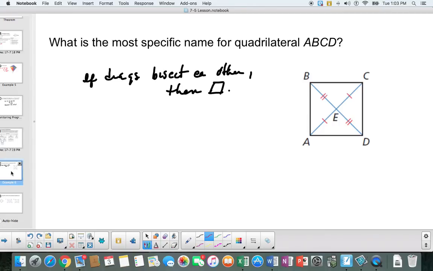I can't say it's a square because I know it's not a rectangle. If it were a rectangle, the diagonals would be congruent. I can't say it's a rhombus because I know nothing about whether the diagonals are perpendicular. So this is the best we can do.